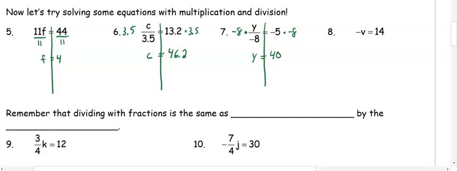In number 8, we have negative v equals 14. Remember, negative v is the same as negative 1v. So we're going to divide by negative 1 on both sides, and we get v equals negative 14.